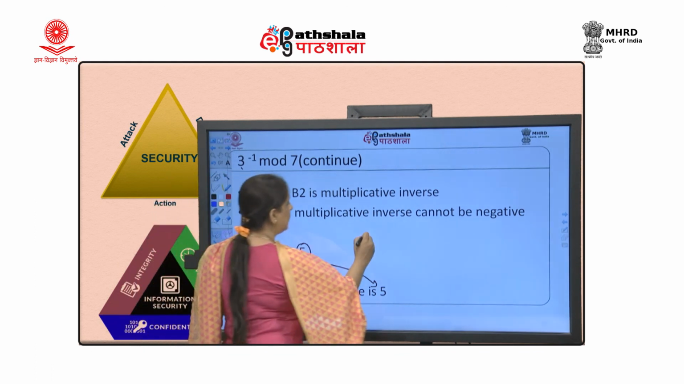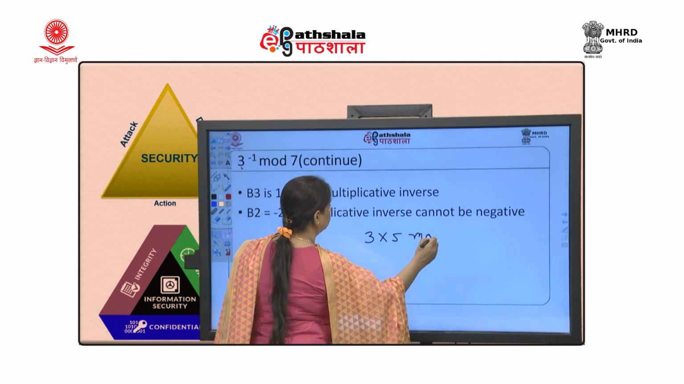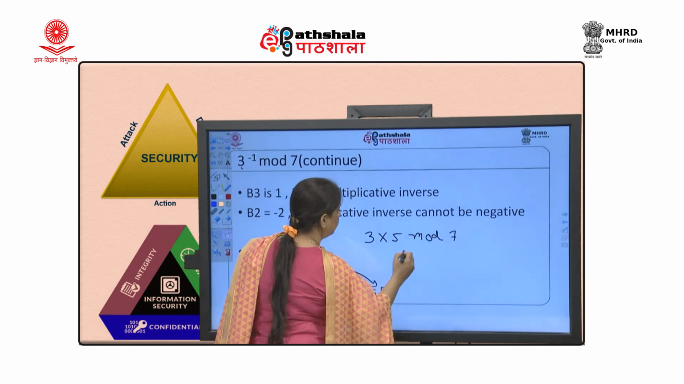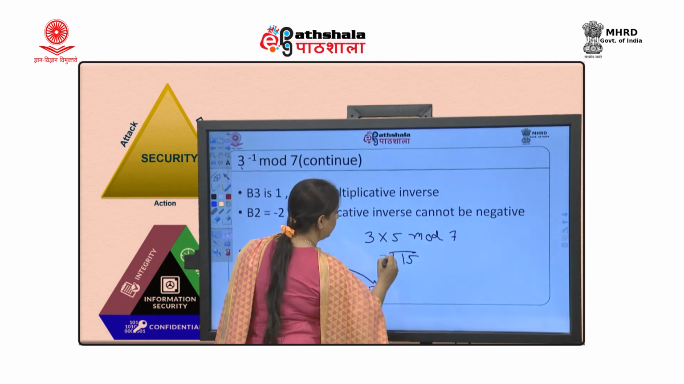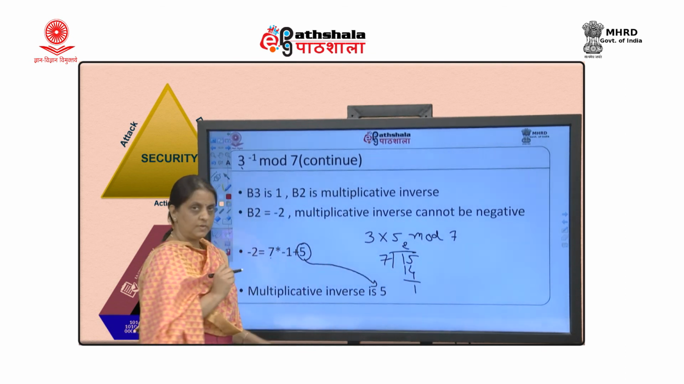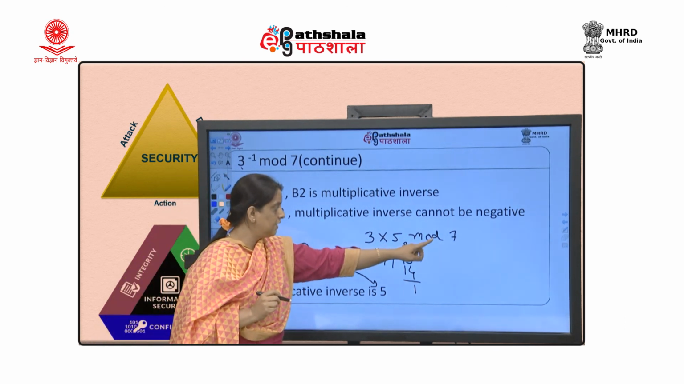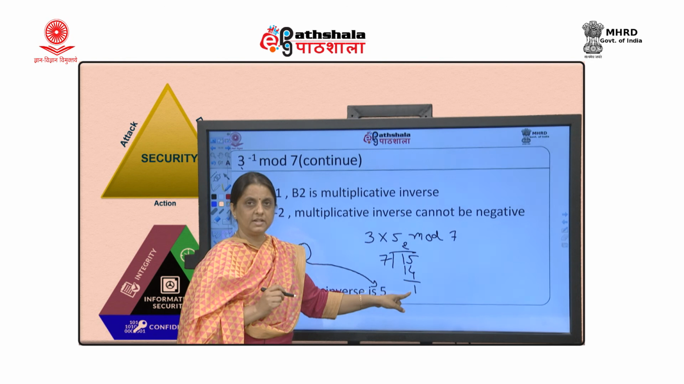You can easily verify: 3 into 5 is 15, divided by 7. You can see the remainder comes out to be 1. Two numbers are multiplicative inverses of each other if their product modulo gives the remainder 1.